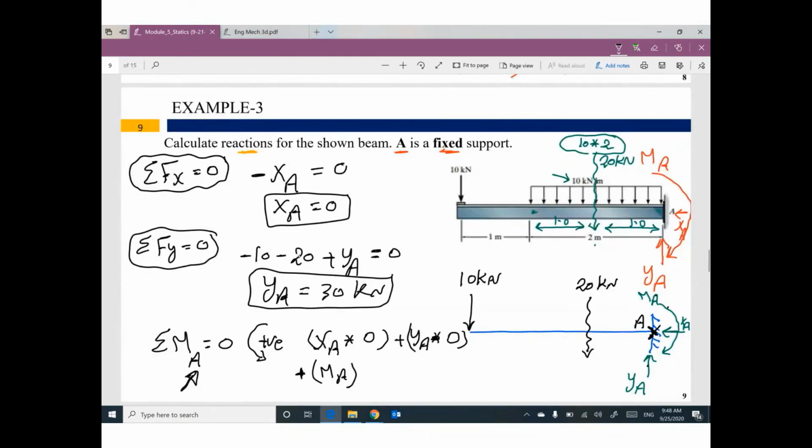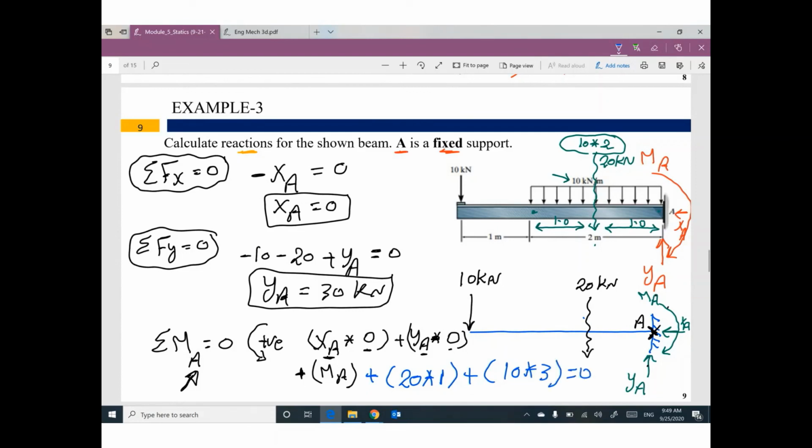XA is a force, still need distance. YA is a force, still need distance. MA is a moment, it's reaction. I know, but it's moment, does not need distance. So MA will not be multiplied by any. Keep going. We have positive 20 times 1. We have positive 10 times 3 equals 0.